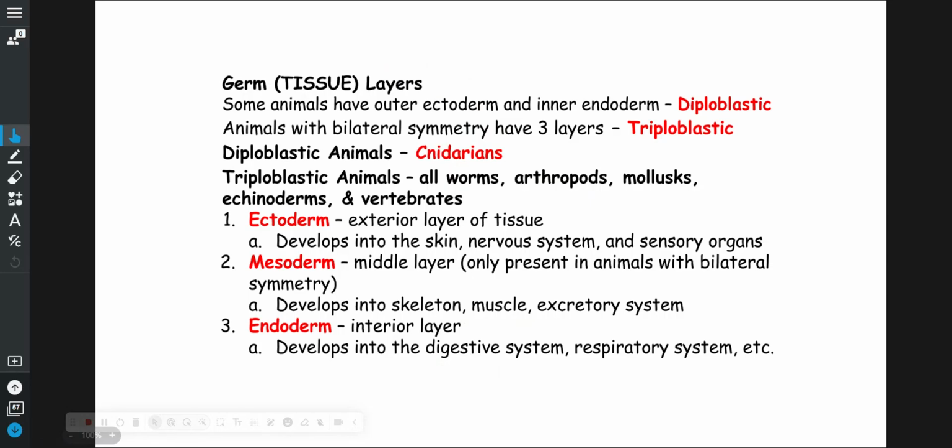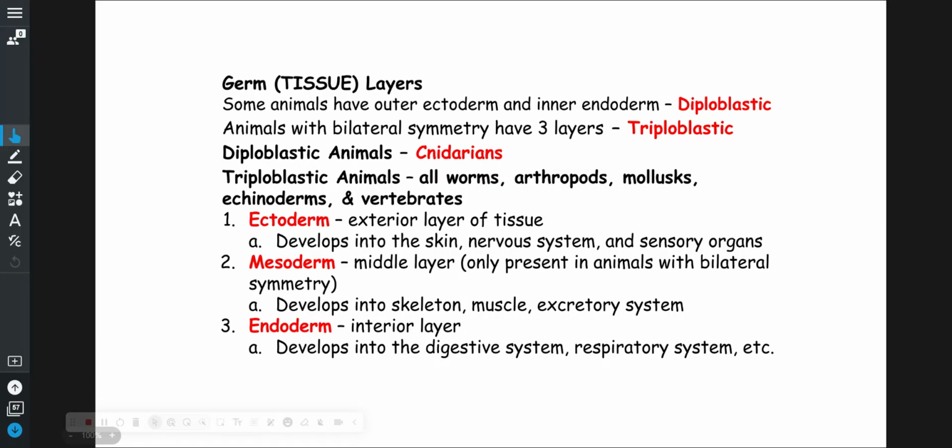The layers of tissue are probably pretty easy to remember because of the prefixes, ecto being the exterior layer of tissue, meso in the middle, and endo on the inside. And the reason we care about those is because the organs that come from those are going to depend on the location. So the outside organs that come from the ectoderm is going to be the skin, the nervous system, and your sensory organs, all the things on the outside of your body that sense your environment, protect your body on the outside.